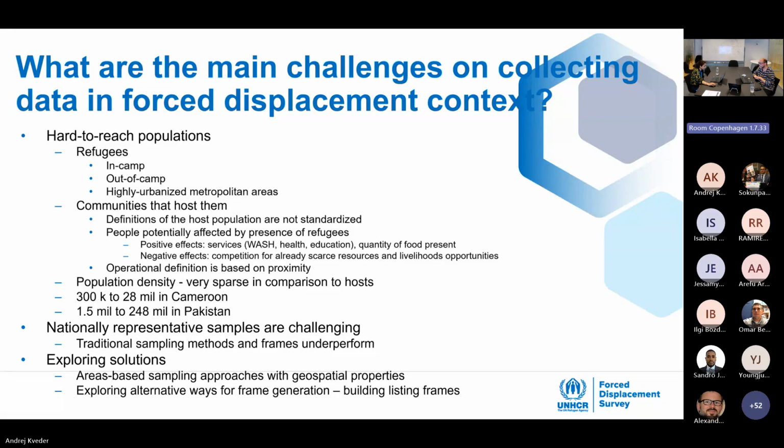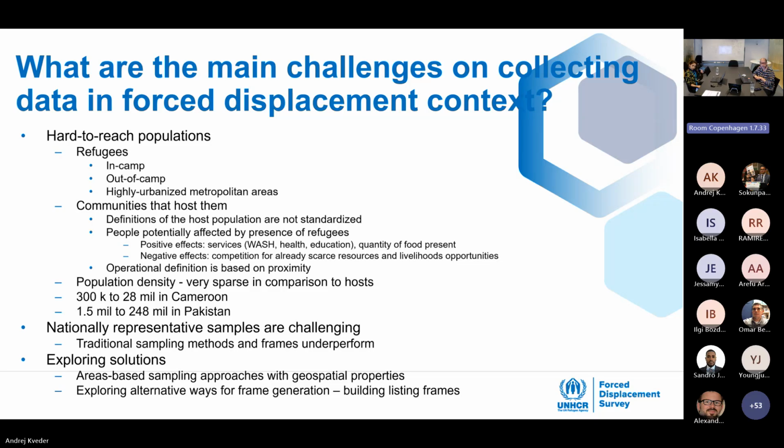We are also talking about the communities that host them. As I mentioned in my introduction, the definitions of the host populations are currently not standardized. So basically, we are in the process, in constant collaboration with our partners, other international organizations like UNICEF and the World Bank, but also partners in the countries, of discussing how best to identify and define the host communities. Currently in the FDS, the operational definition is based on proximity, so those that live close by concentrations of the refugees.